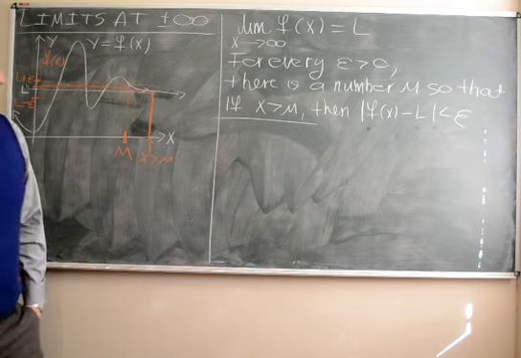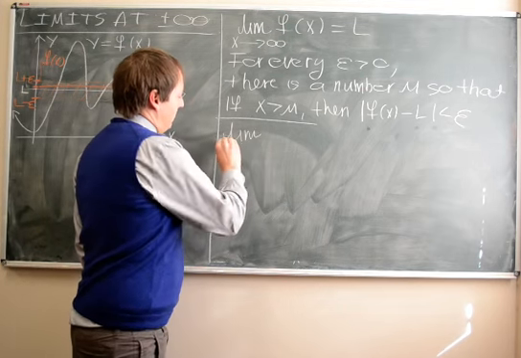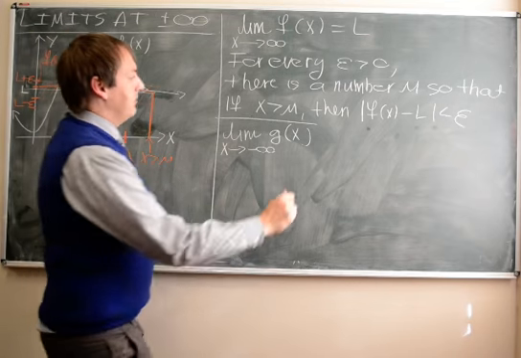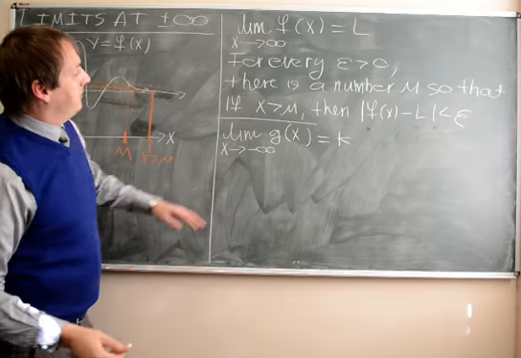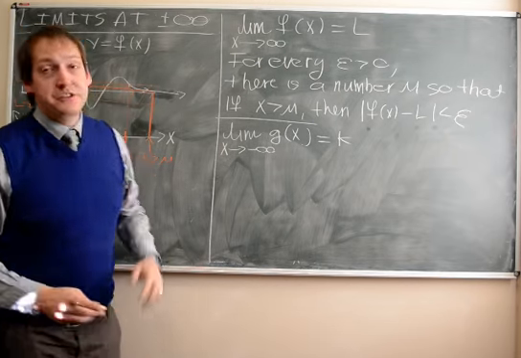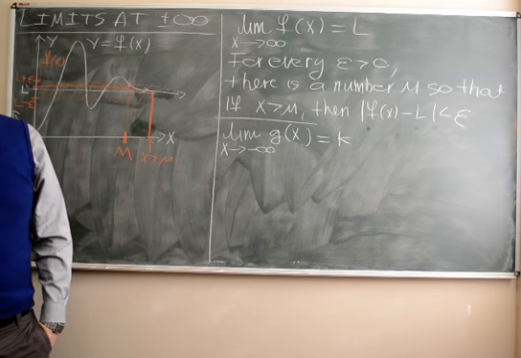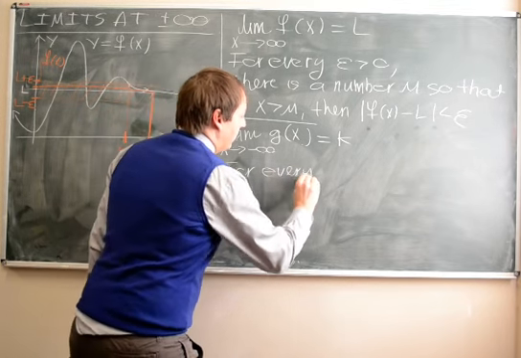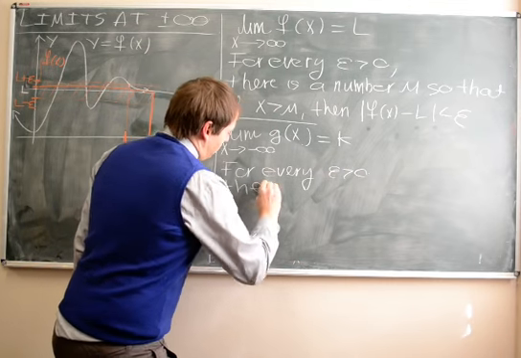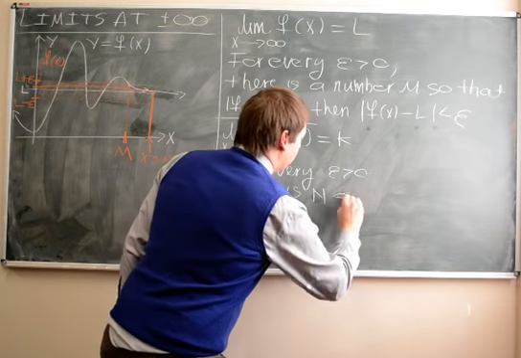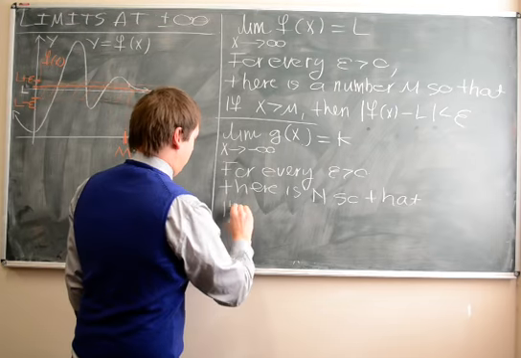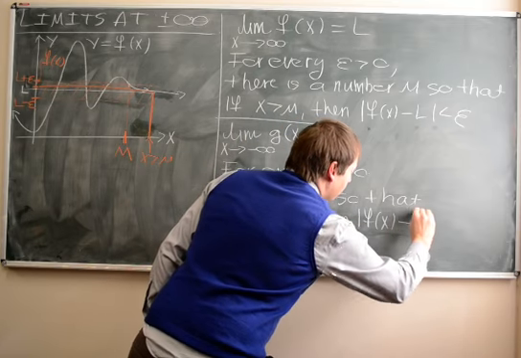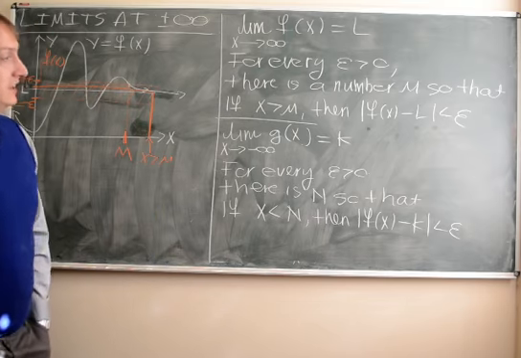Now, similarly, we can talk about the limit as x goes to minus infinity of g of x. If we say this is equal to, say, k, the definition looks just the same, except now we want x to be small enough, or put otherwise, a large enough negative number. So, writing that down: for every epsilon bigger than 0, there is an n so that if x is less than n, then the absolute value of g of x minus k is less than epsilon.